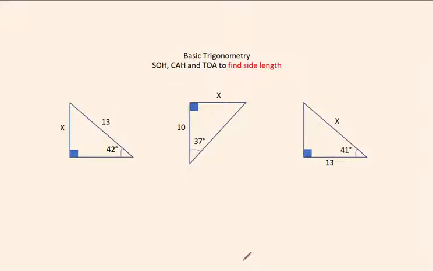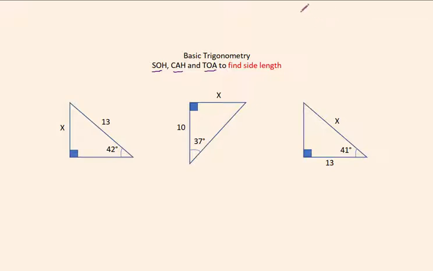Hello everyone. We're going to take the time to review some basic trigonometry. From last year's math class, you probably remember SOH CAH TOA to help you find the side length or a missing angle from a right angle triangle.